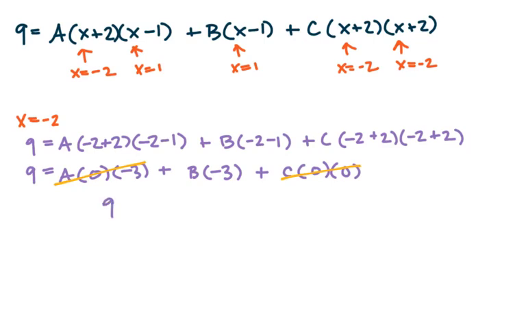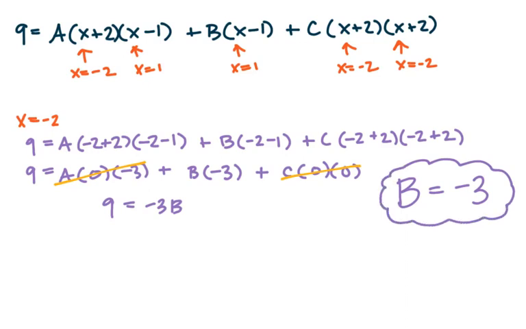So I have 9 equals -3b, and here I can see that my b value is going to equal -3. So that's one part of my answer. I have found b.